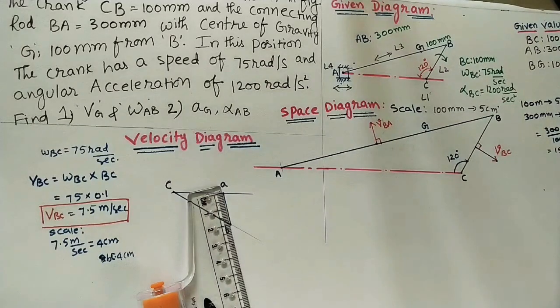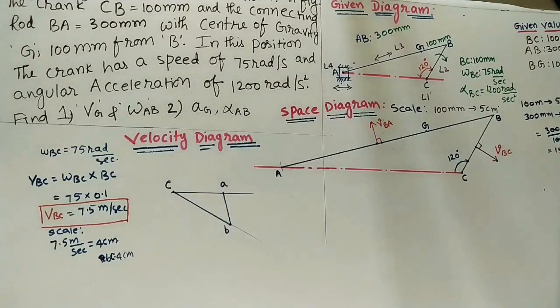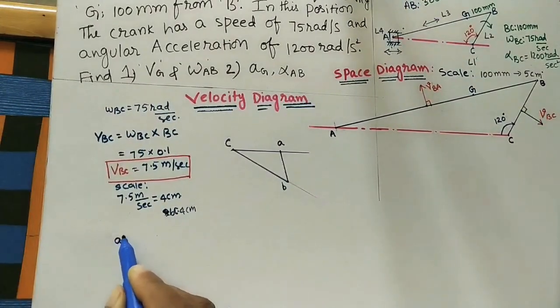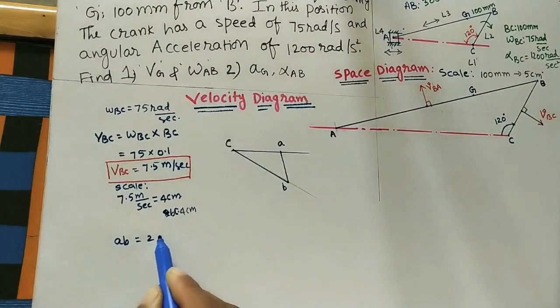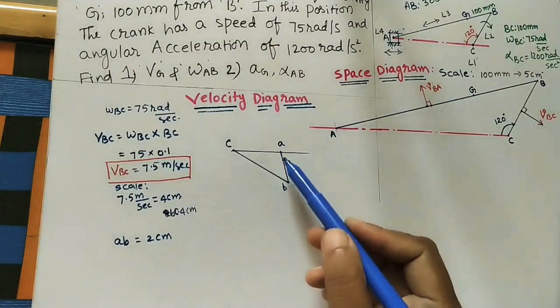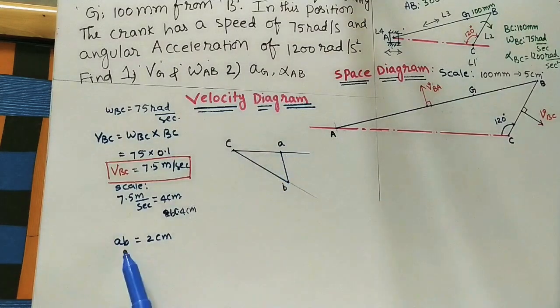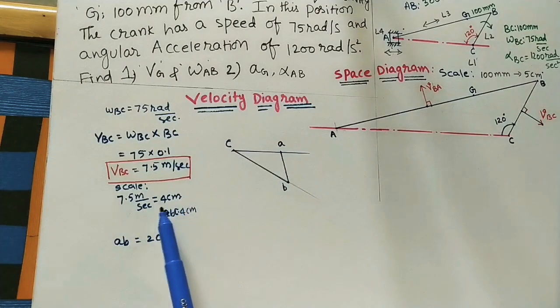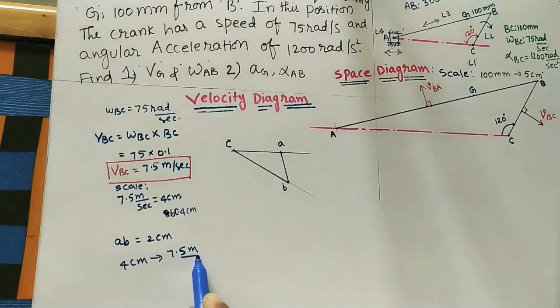So it is 2 centimeter. Here I will write AB vector is 2 centimeter. By using this length we can find the velocity also, by using this scale. For 4 centimeter, we are assuming 7.5 meter per second. For 2 centimeter, how much velocity will come?